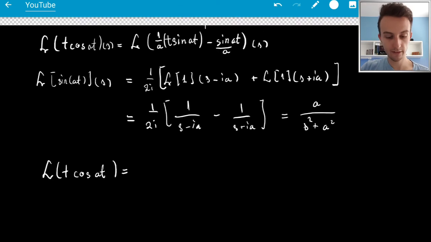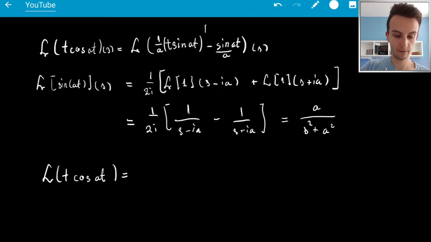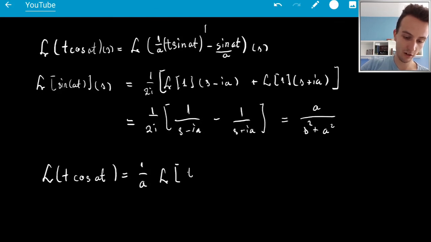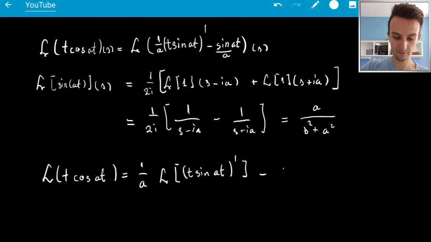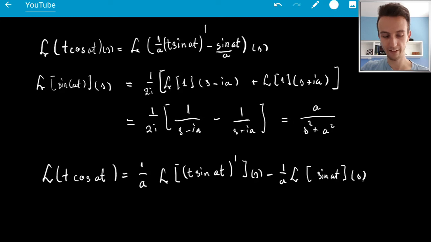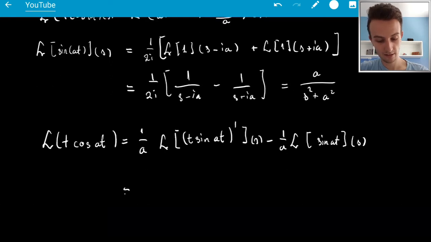So the Laplace transform of t cos at would then be. So we're going to have to use the formula for differentiation. Well, this is interesting, but I don't know if it would be faster necessarily. I mean, obviously you should just use the table. So the Laplace transform, we have 1 over a, the Laplace transform of t sine at prime, and then minus 1 over a, the Laplace transform, what am I doing? The Laplace transform of sine at, this should be at s. You see, this is why it's important to write at s, because sometimes it's at s minus a, and so on. So the Laplace transform of sine at s, okay?